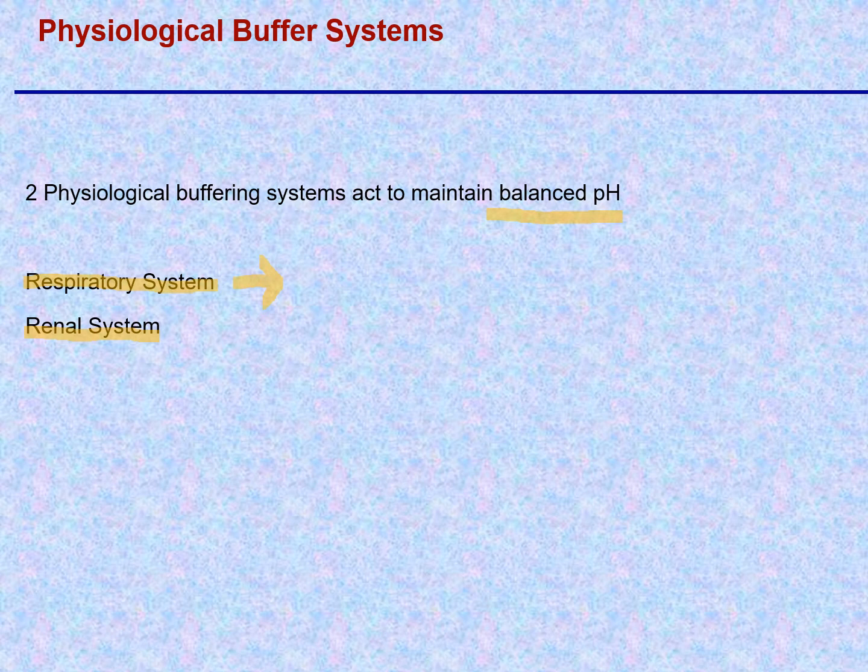Any change that the respiratory system can effect is not permanent. It's very temporary, but it can act fairly quickly, and certainly the body does use it. Renal system buffering mechanisms act over a longer period of time and are permanent or more effective because the body actually gets rid of excess acid or excess base.